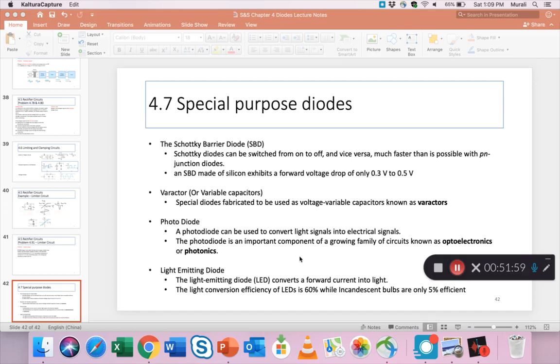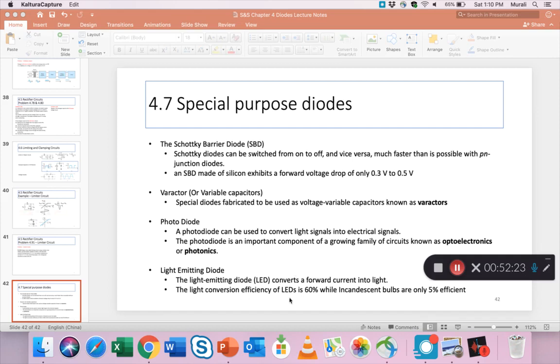Lastly, LEDs. I don't have to tell you anything about LEDs. China is a dominant LED manufacturing country. LEDs are everywhere, and again, an LED is a diode. So it's different from the photodiode. An LED converts current into light. A photodiode converts light into current, right?